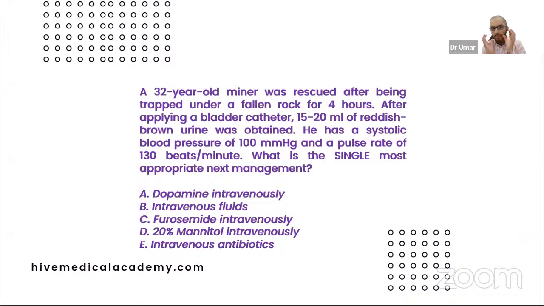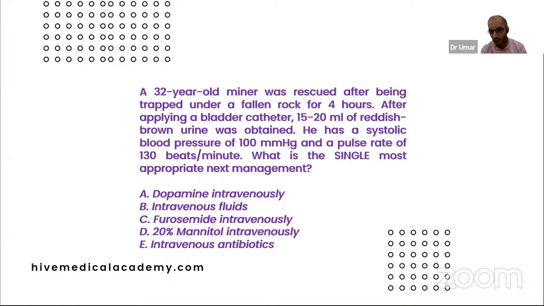So this is somebody who's collapsed, they've fallen, they've been trapped under a rock for 4 hours. What is the main concern that we have when this happens? It, of course, is rhabdomyolysis. That is why there is some reddish brown urine. Now, obviously, there are some other key points to note. And remember what we said about reading the question properly, highlighting the key points. The key points is someone who's fallen, they're trapped, they had a catheter put in and there's reddish brown urine. Do note as well, it's only 15 to 20 mils. That's not very much. Obviously, that's a concern as well.